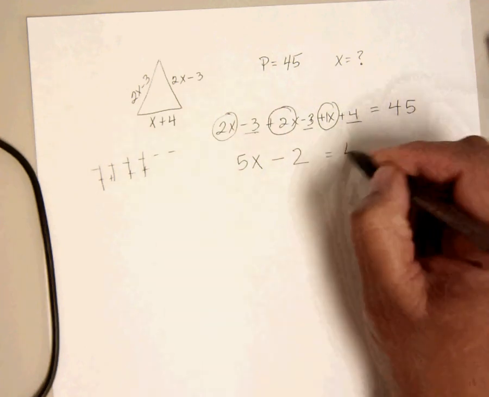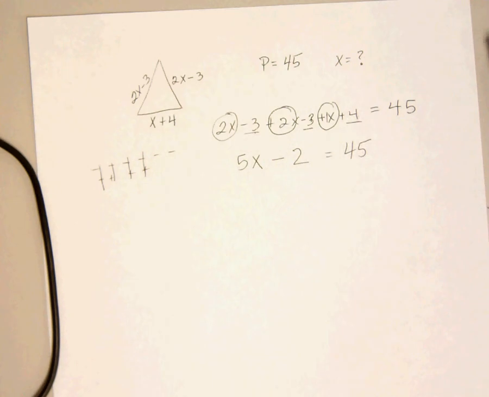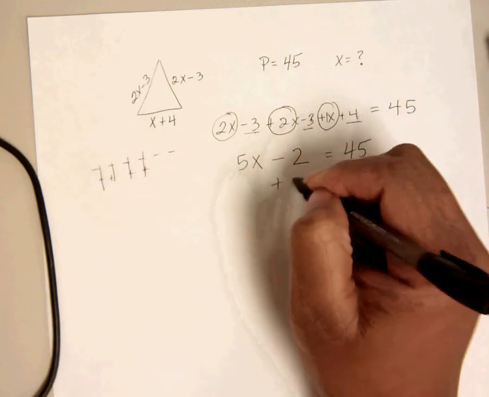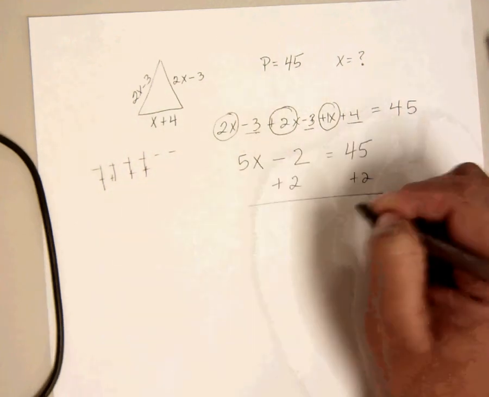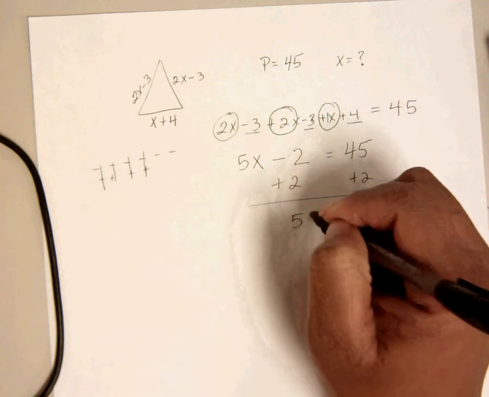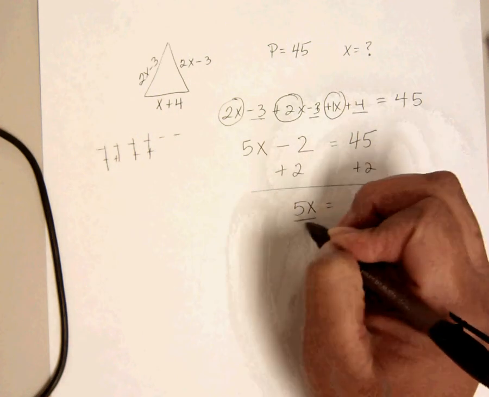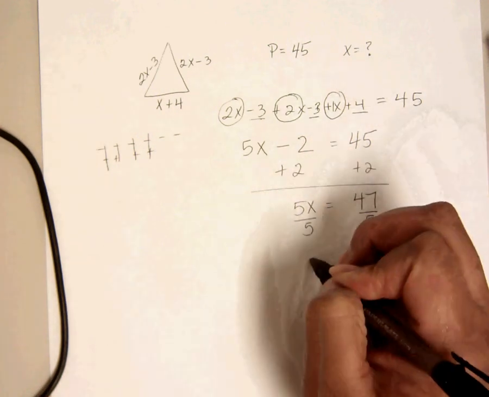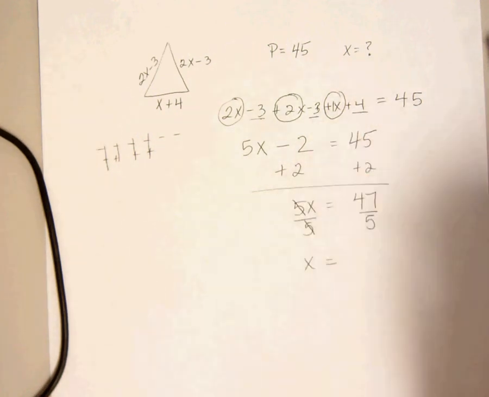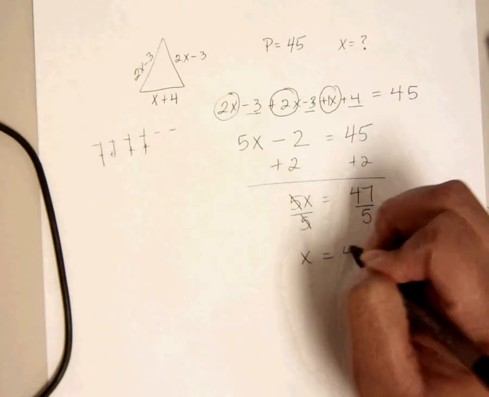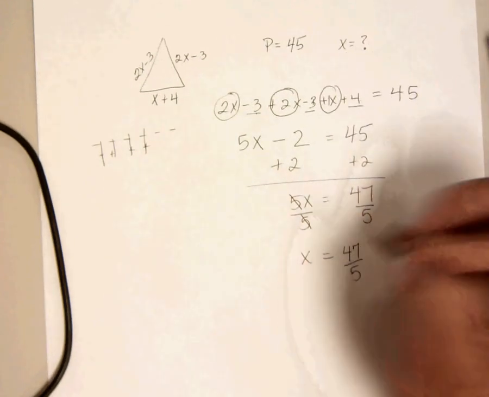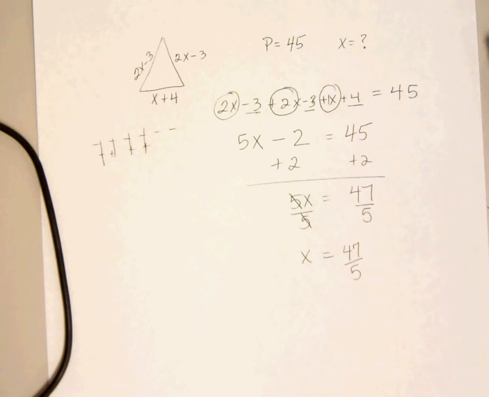Now bring down my perimeter, and I just have a regular equation to solve. So plus 2 on both sides, that gives me 47, and I know this is multiplication, so I divide, and this cancels, so I'm left with x. X is 47 over 5. You can make it a decimal if you want.